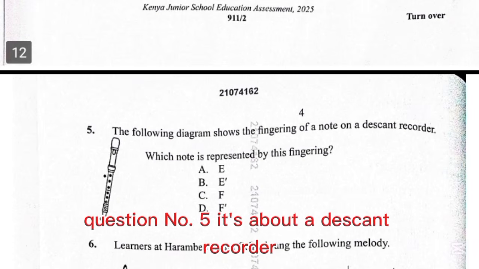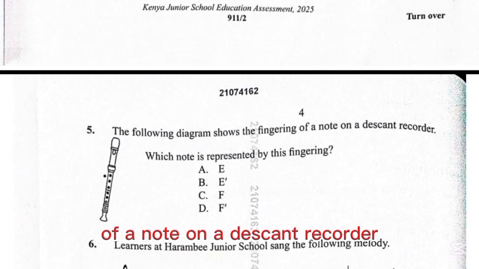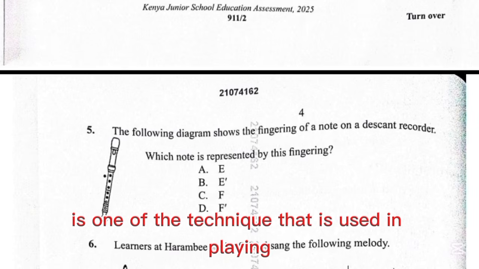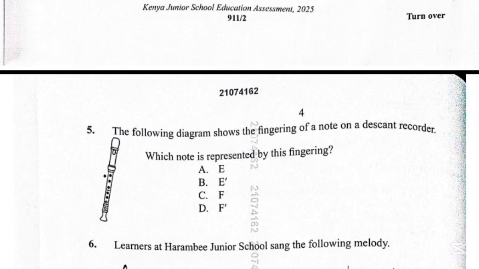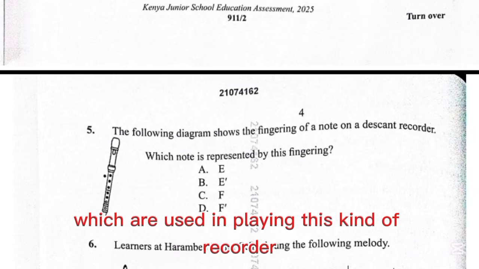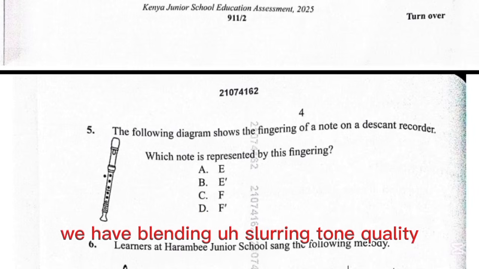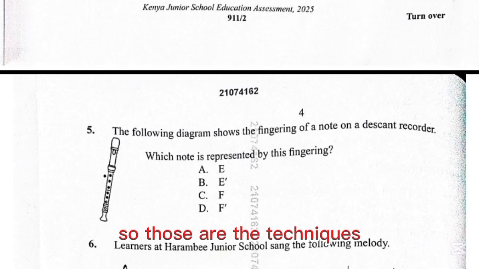Question number 5, it's about a descant recorder. So the following diagram shows the fingering of a note on a descant recorder. And remember, fingering is one of the techniques that is used in playing descant recorder. We have other techniques like pinching, tonguing, blending, slurring, tone quality. So those are the techniques.